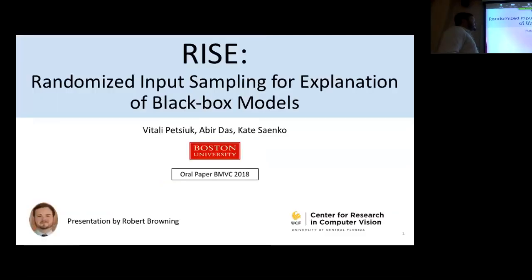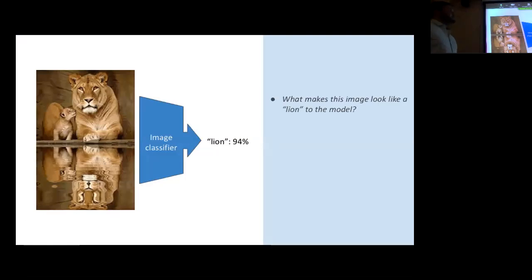So our questions at this point become why, or what in this image is leading our classifier to believe that there is in fact a lion in this picture. For example, obviously this is a lion, but are the lioness and the cub both contributing to that probability, or is it one or the other? Or potentially, are these reflected regions contributing as well to the probability?